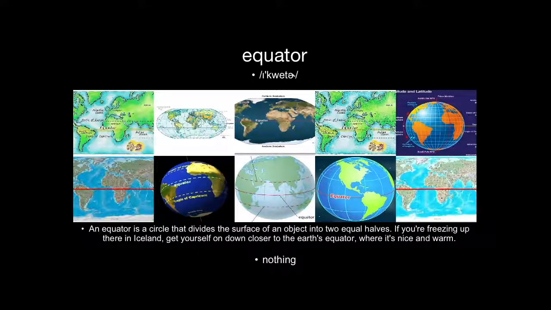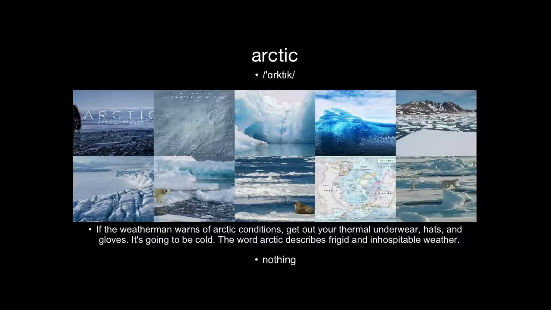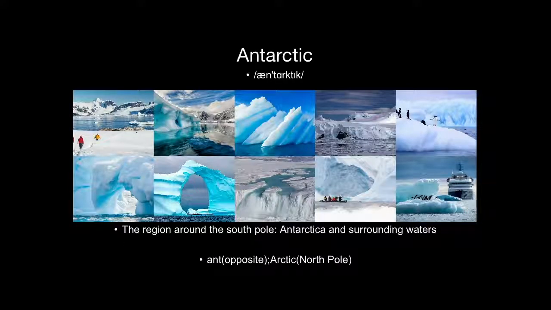Equator. An equator is a circle that divides the surface of an object into 2 equal halves. If you're freezing up there in Iceland, get yourself on down closer to the Earth's equator. Arctic. If the weatherman warns of Arctic conditions, get out your thermal underwear, hats, and gloves. It's going to be cold. The word Arctic describes frigid and inhospitable weather. Antarctic. The region around the South Pole, Antarctica and surrounding waters.